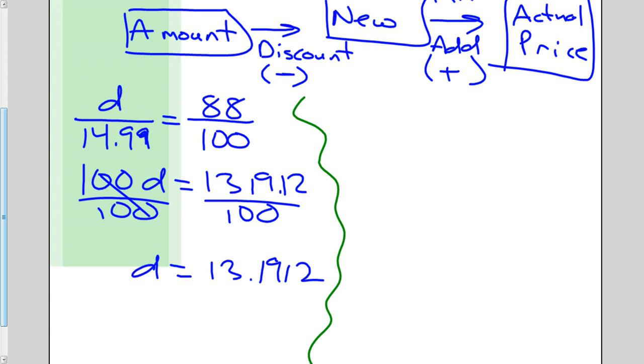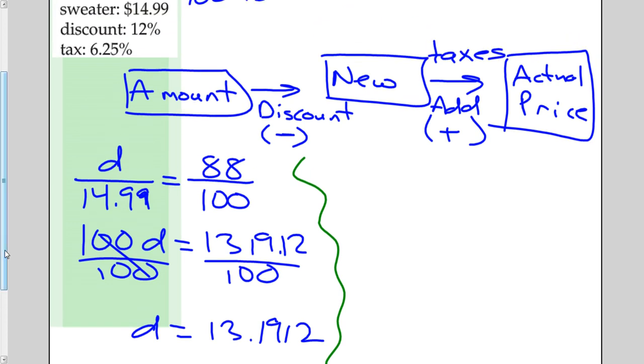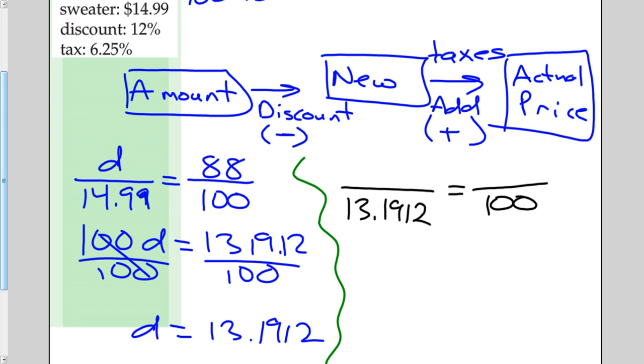Now I'm going to do another proportion, but this time I'm going to add taxes to what I used to have. So that doesn't change anything. What I'm going to do is say I have a new original. My new original is 13.1912. That's going to be the 100. And I'm looking for the thing after taxes, so I'm going to put that as t.